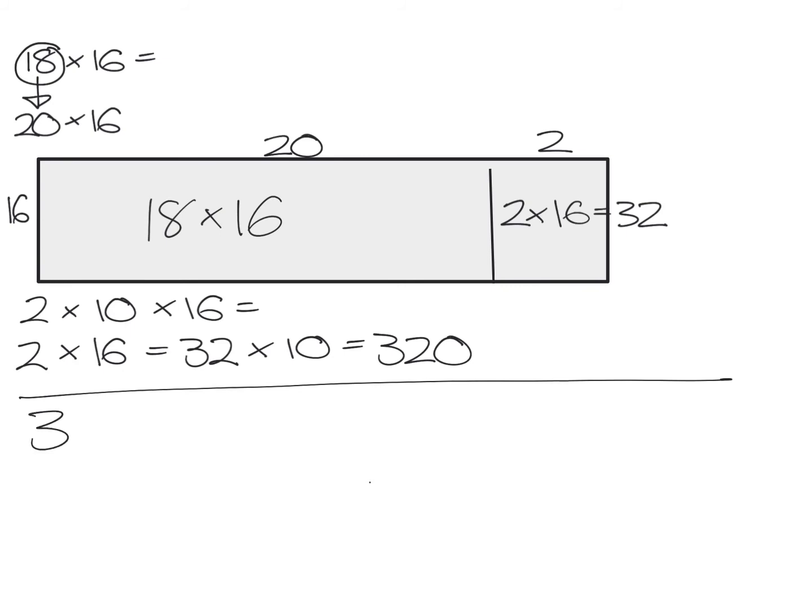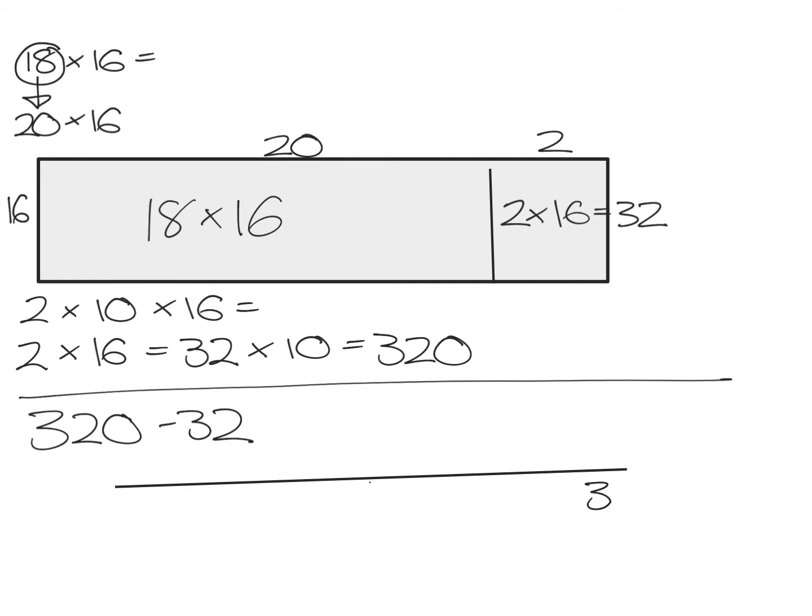But what we've done so far is found out the multiplication of 20 times 16. So what we need to do now is take 320 and take away 2 multiplied by 16, which is 32. Now we might use one of our subtraction strategies. 320 will bridge, so we'll take away 20, we'll bridge to 300. And then we'll take away another 12, which will give us the 288.